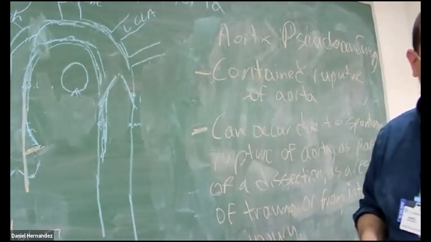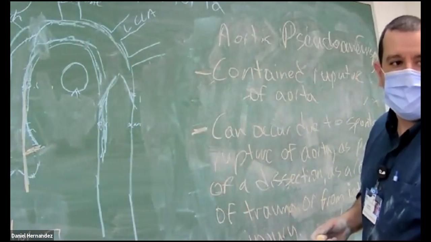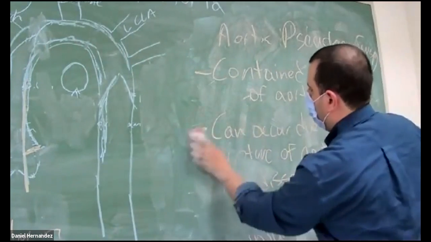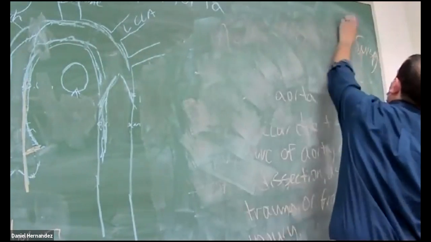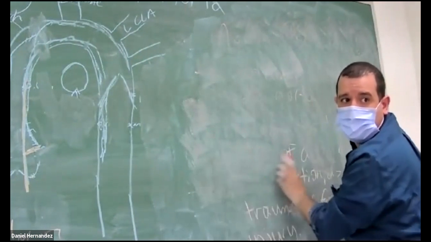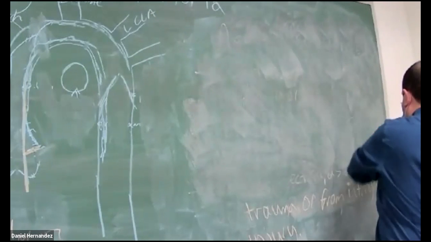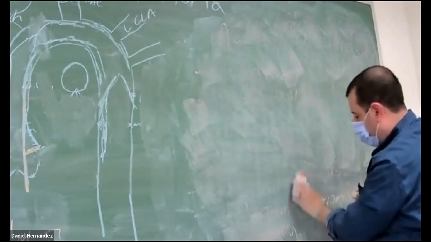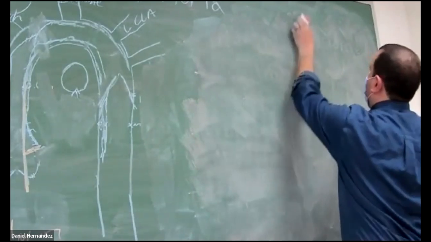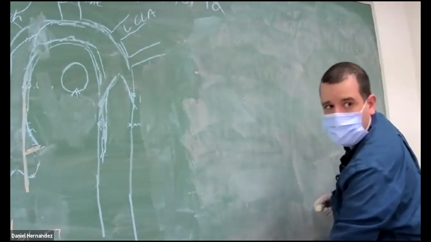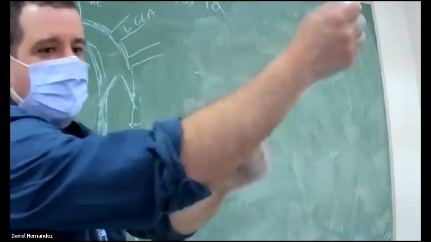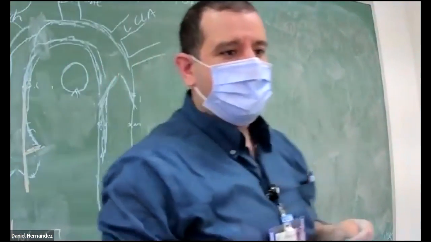So we can also have something called aortic transection. And this is a catastrophic result of blunt trauma to the chest. So this is a type of injury that could be sustained in, say, like an automobile accident or a traumatic injury to the chest. And this is a partial or complete transection of the descending thoracic aorta, usually at the level of the ligamentum arteriosum.